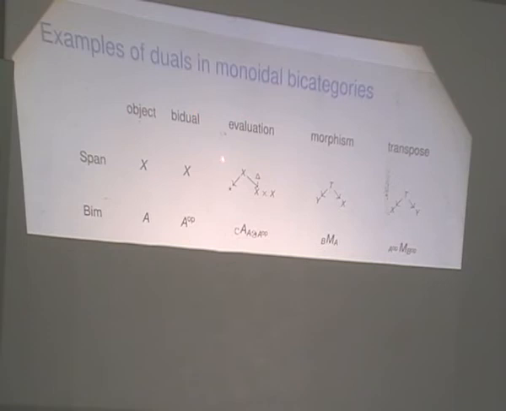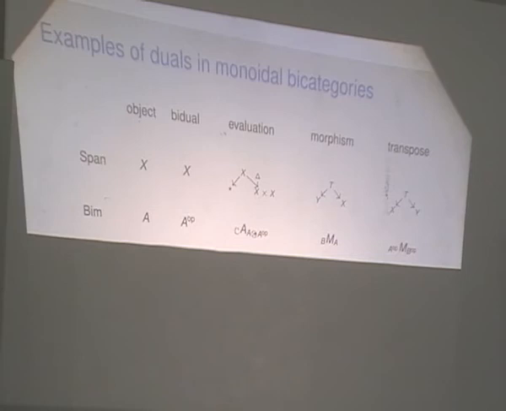Okay. And the co-evaluation is a similar thing. And now, what's the transpose of a morphism? So a morphism is just a bimodule from A to B. So we want something from B op. So we switch around, it should be from the dual of B to the dual of A. So it's just something from B op to A op.